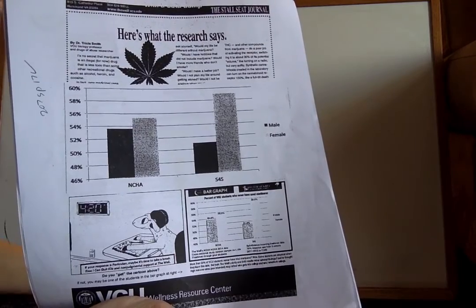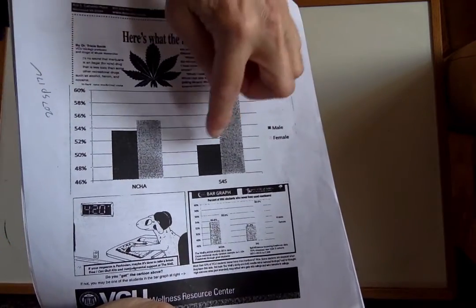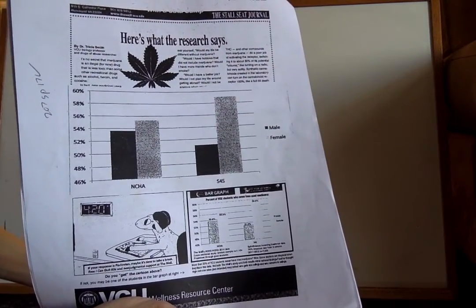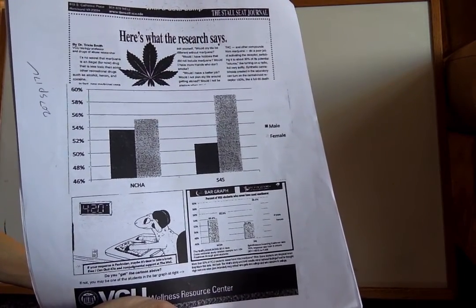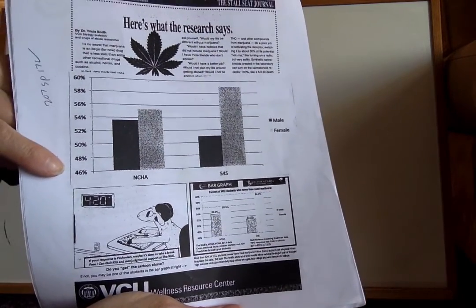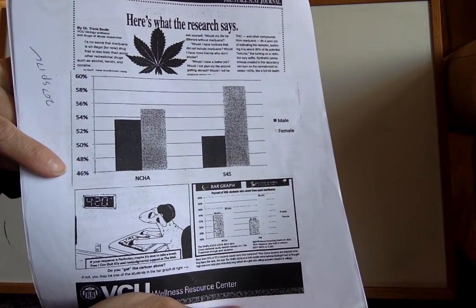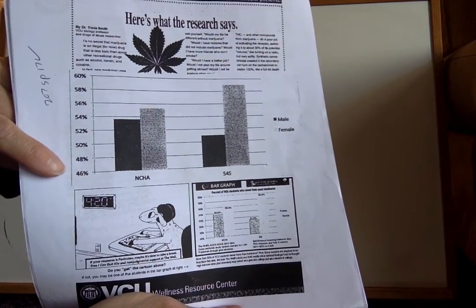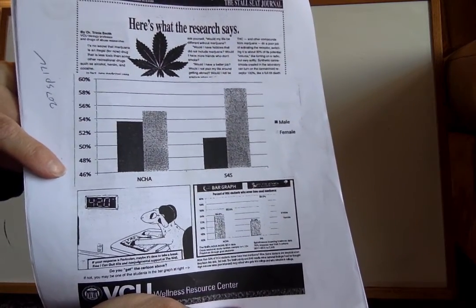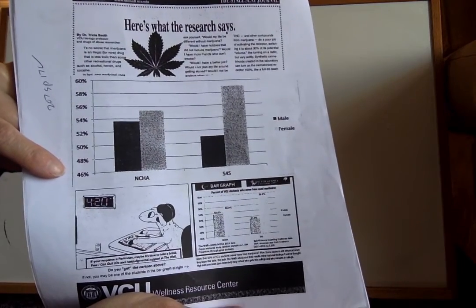But is that really the case? My eyes should be able to look at these bars right here and make that determination that the females got it together, right? Look at what they did. They started the y-axis at 46%. I truly never thought I would see anyone do that until I saw this coming from VCU.